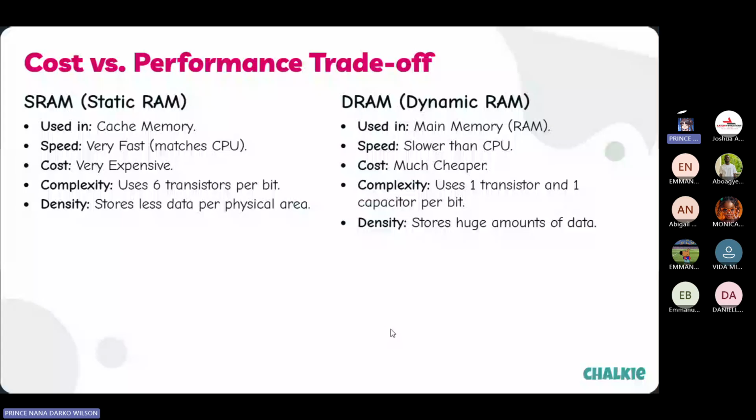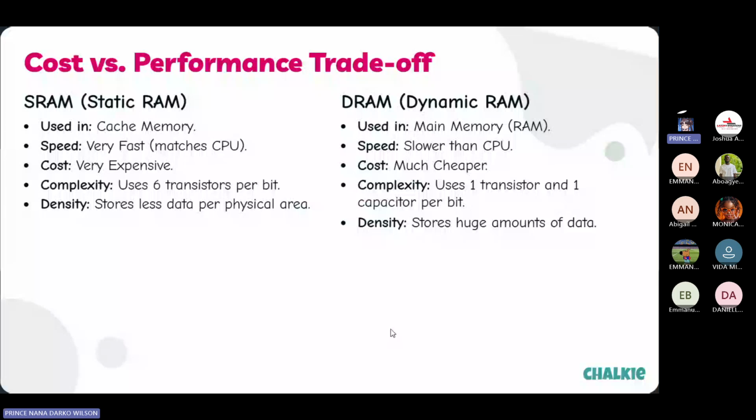Then we have the dynamic RAM. It is used in main memory, which is RAM. It is slower than the central processing unit. It uses only one transistor and one capacitor per bit, and it stores huge amounts of data.